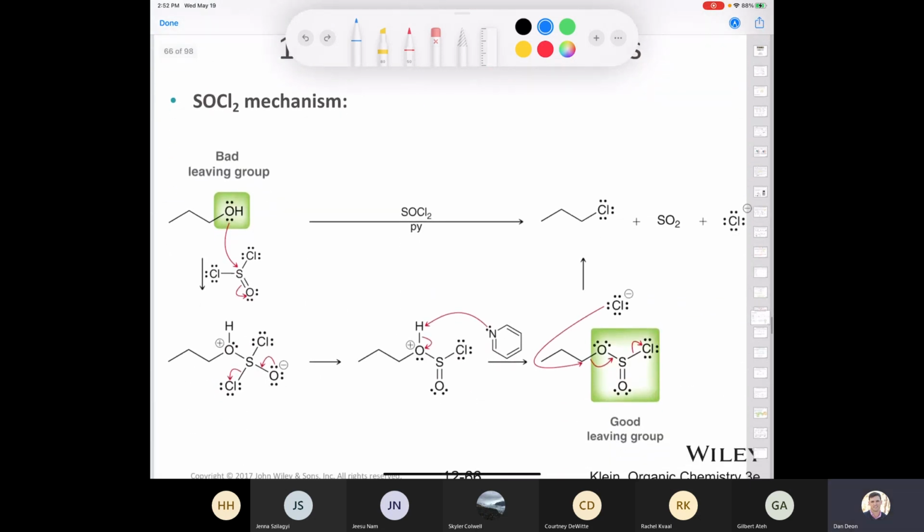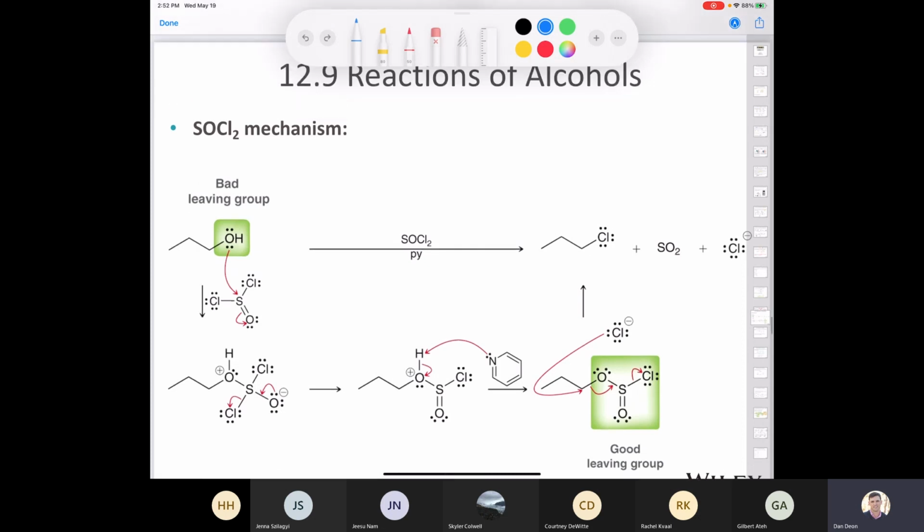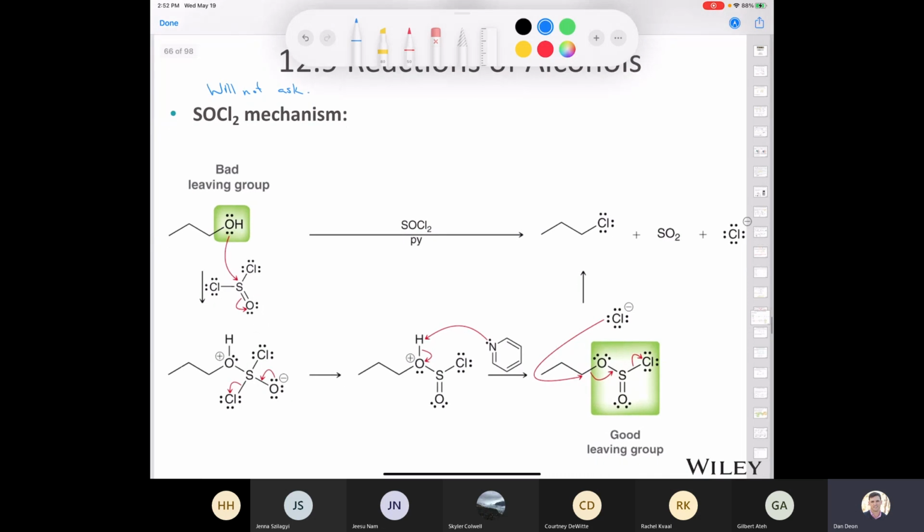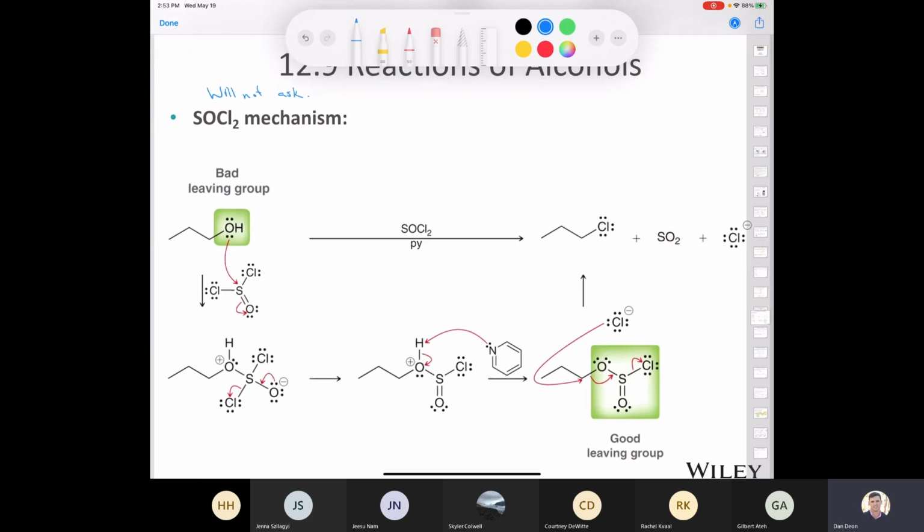Now, the mechanism for the conversion of a primary alcohol to a primary alkyl chloride using thionyl chloride, I will not ask this mechanism. So let me write it in here. Will not ask you this mechanism. However, like I said earlier today, if you think about any class that you really enjoy, it's always going to be a class that you understand the most. And so I recommend taking a look at this mechanism. It is in our book for a reason. However, it's not tested by the ACS, and so I don't ask my students questions about this mechanism.